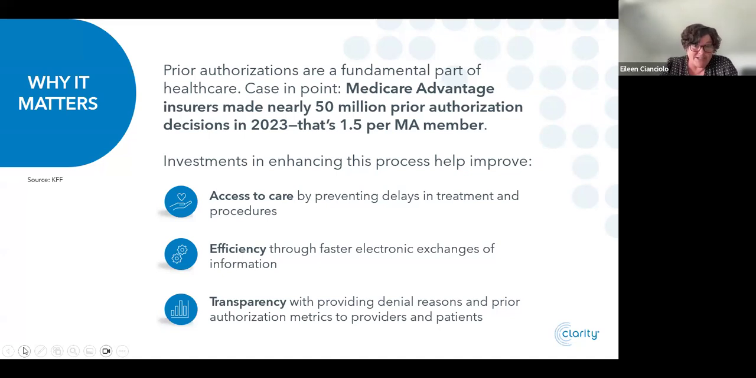And to that point, Medicare Advantage insurers made nearly 50 million prior authorization decisions in 2023. That's an average of 1.5 per Medicare Advantage member, and we know that for some that number is way higher than 1.5. So it's about what we can do to focus on improving this overall process.